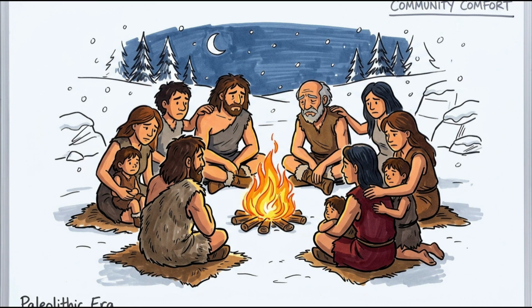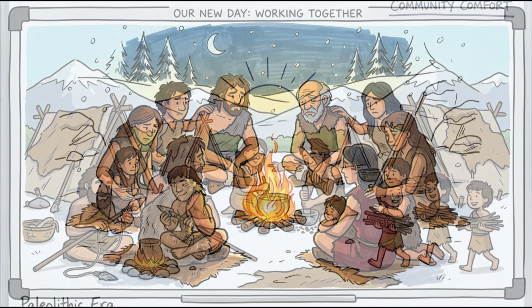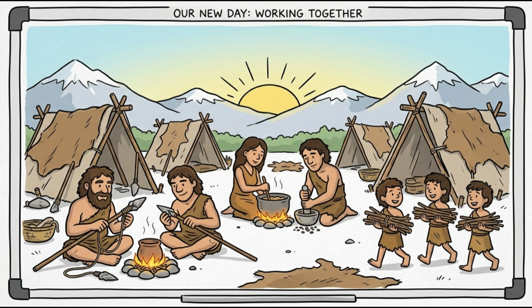Show that after tragedy, the tribe becomes even closer. Everyone supports one another instead of facing grief alone. Demonstrate how cooperation helps the tribe recover. Life continues because everyone contributes together.